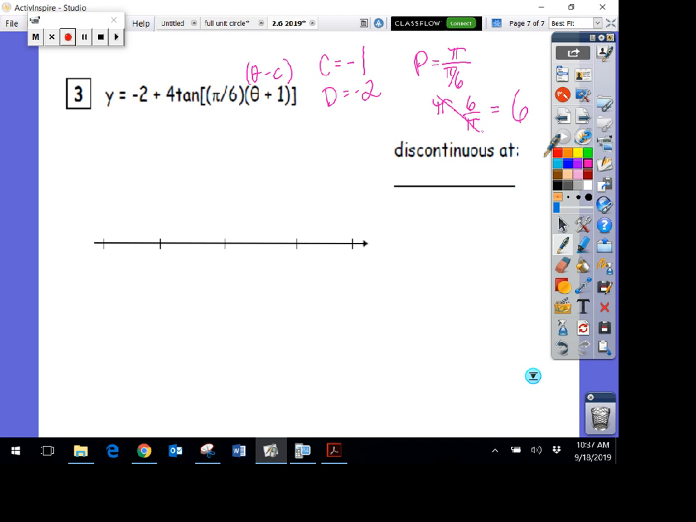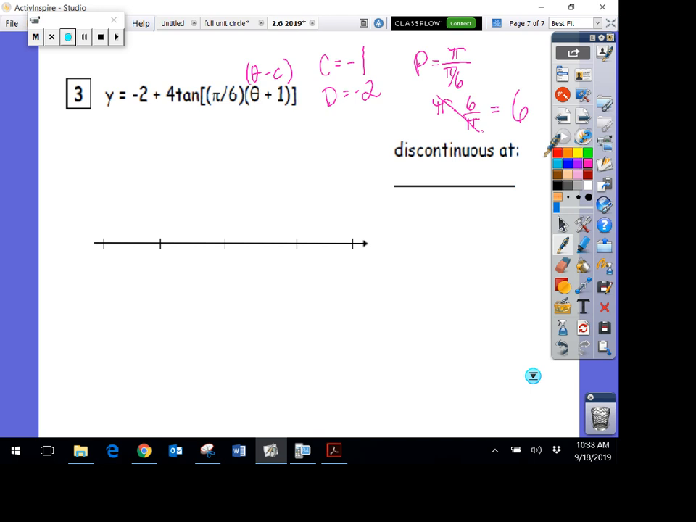Remember, your C and your period will always be like terms. You will never have anything that's not like terms. If your C value has a degree symbol, your period is going to be in degrees. If your C value is just a number, your period is going to be a number. If your C value has a pi, then your period will have a pi. They have to be like terms. We're not going to give you anything where they're not.